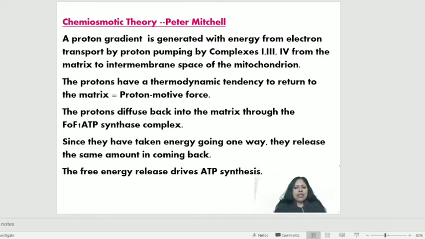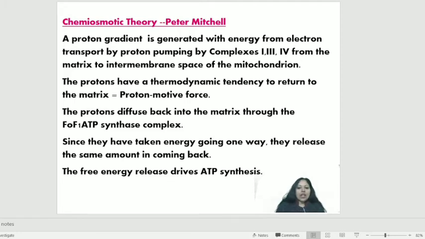Some people were saying that it was conformational changes in the proteins present on the electron transport chain, and that this conformational change is responsible for the formation of ATP. But it was only Mitchell who was very sure that it is not any conformation; rather, it is the proton motive force, or the pumping of protons, that is actually involved in the synthesis of ATP.